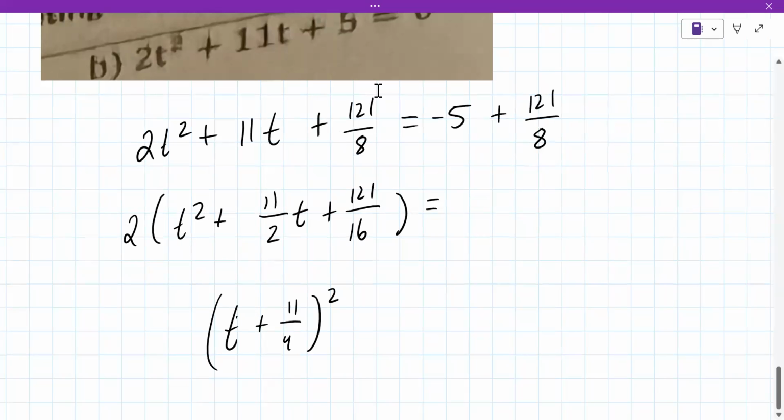None of it individually is hard. It's just all the stuff together. So then you get -40, and then you get 81/8.